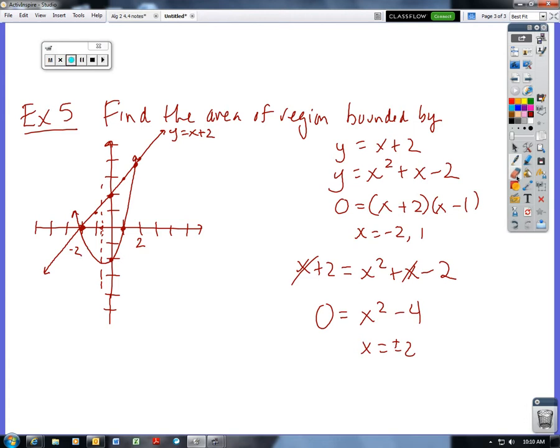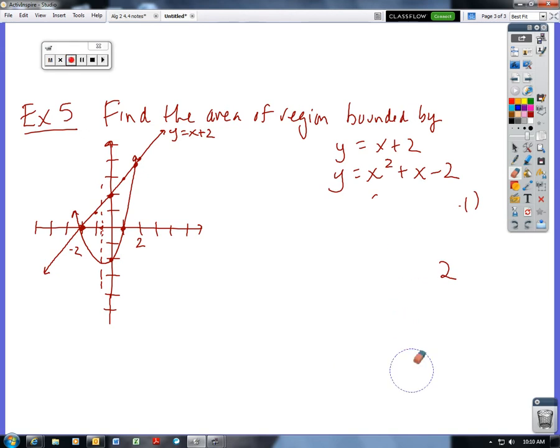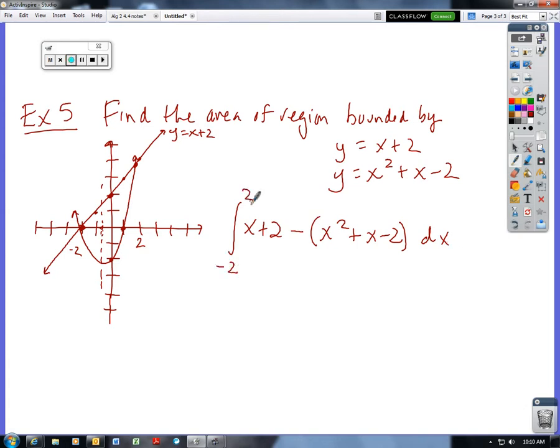Let's erase some of this stuff so I have room to work. So this entire region is bounded by the upper function of x plus 2 minus the lower function, which is x squared plus x minus 2. We'll make sure and put all that in parentheses. This is with respect to x. We're going from negative 2 to 2. So upper function minus lower function.